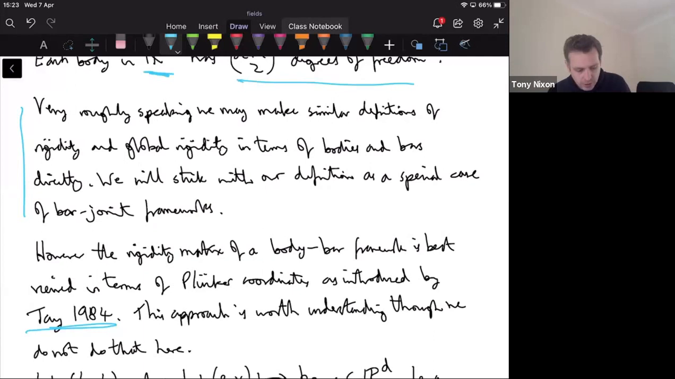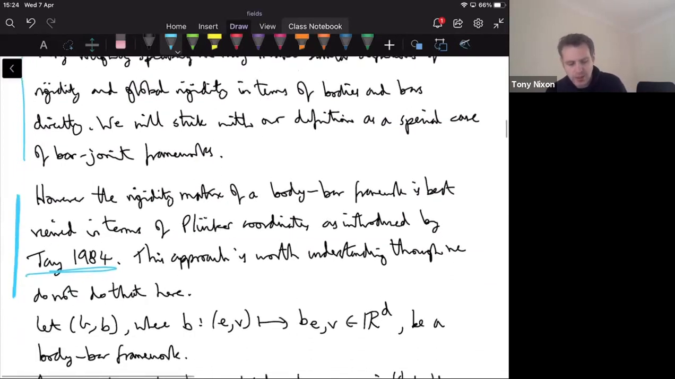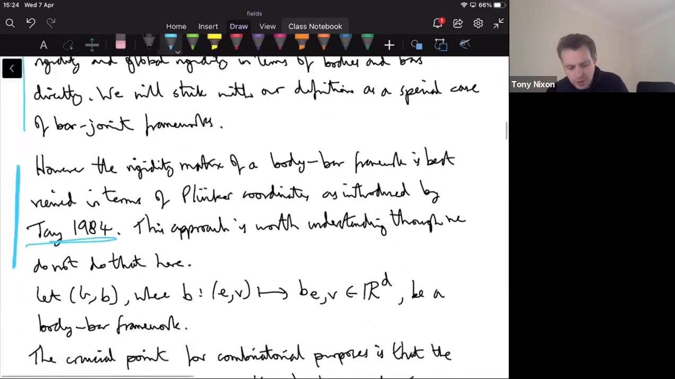But there are good sources for this, and hopefully within the next few days, Bernd Schulze, Walter Whiteley and I will put a sort of survey paper on the arXiv, which does include a lot of the details of how the Plucker coordinate stuff works for Bodybar. So there will certainly be one more nice reference, than there already is, for where you can read about this very soon. So I'm deferring any of the technical details of what the rigidity matrix looks like, etc.